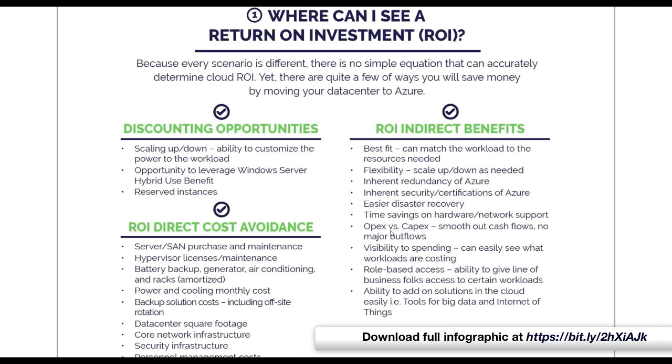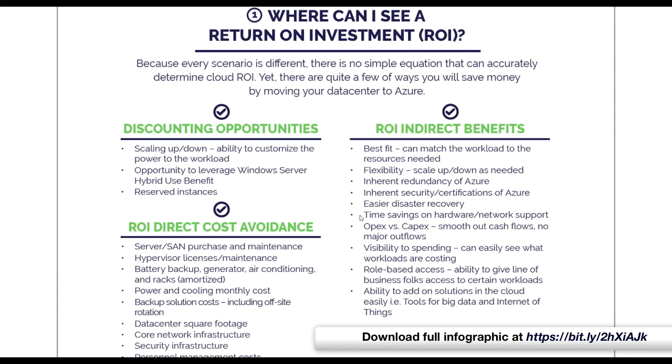But the main thing is taking a look at where the return on investment comes from, right? So where we can find discounting opportunities, using things like reserved instances and hybrid use, and scaling up and down intelligently to make sure that we're only paying for the resources that we need. Again, in a traditional on-premise environment we can over provision without impact, at least until I run out of resources. But in Azure, if I over provision, I pay for it. So we definitely want to make sure that we're sizing things appropriately.